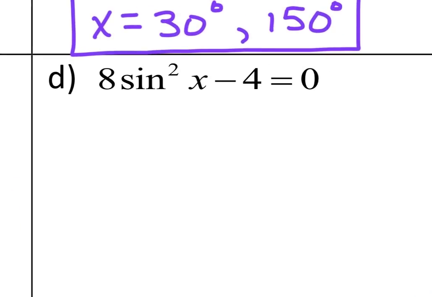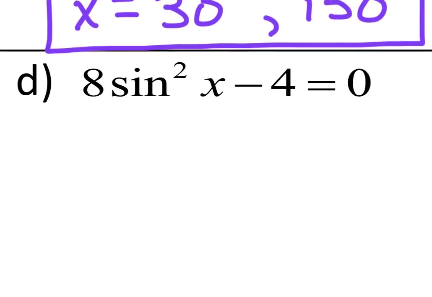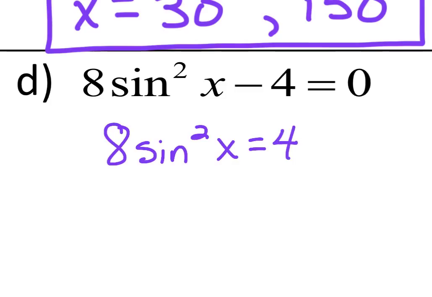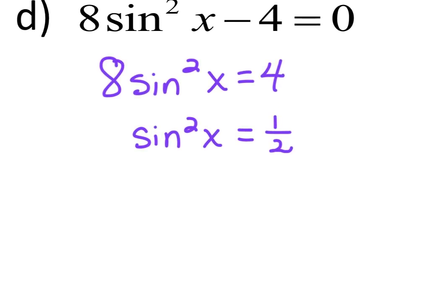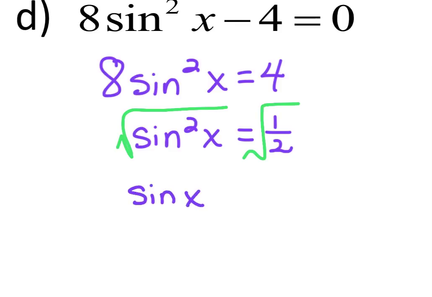Letter D, I'm going to add 4 to both sides. So I have 8 sine squared of x equals 4. And so sine squared of x equals 1/2. 4 divided by 8 is 1/2. Take the square root of both sides. You do not have to write that if you don't want to, but you're going to take the square root of both sides. And when you take the square root in order to solve an equation, you want to include both the positive and negative square roots.